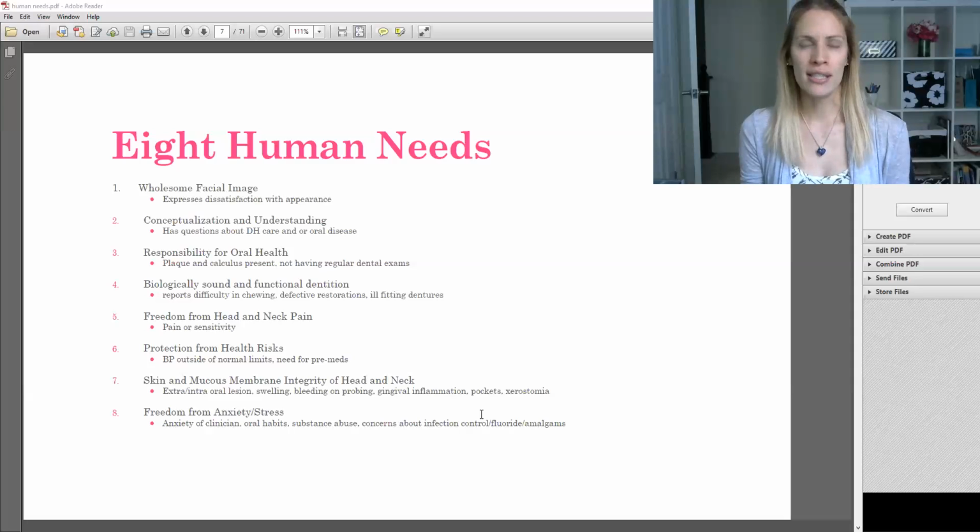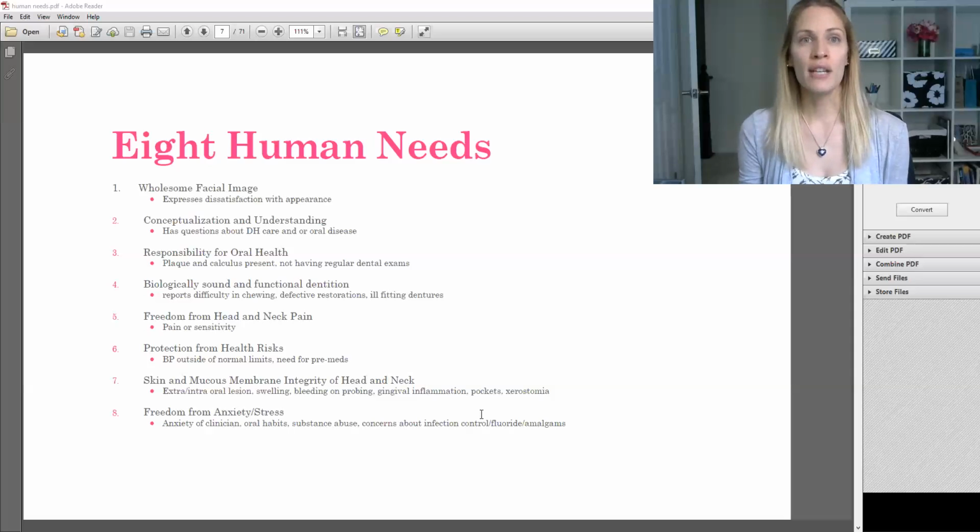Number 4, biologically sound and functional dentition. So if the patient says that their tooth is sore and they're having trouble chewing on the left-hand side, or let's say they're missing a tooth or two on the right-hand side and they're having trouble chewing, if they're clenching their teeth or grinding, or if they have an amalgam filling that is starting to leak, if they have a composite filling that has been in there for 30 plus years and they need to get it repaired, if they have dentures that don't fit. So anything inside the mouth that's not working properly, this is number 4.